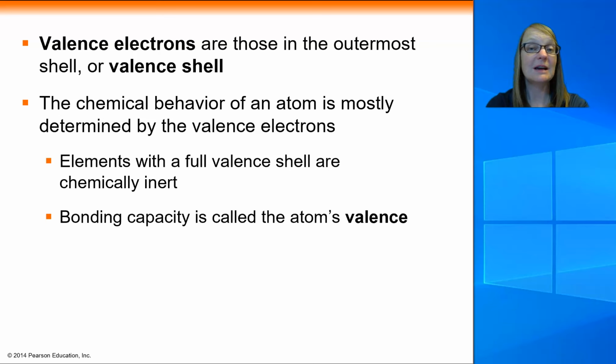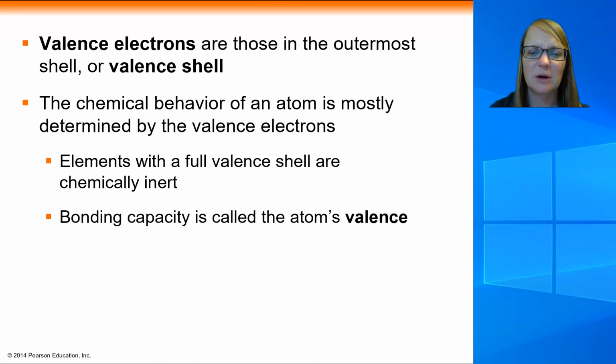Is it inert? Does it have a full valence shell and it does not want to interact with anybody else? Or does it not have a full valence shell and it wants to have a full valence shell, and so it will happily participate in chemical reactions to give, take, or share electrons? Anytime an atom gives, takes, or shares electrons with another atom, it creates a chemical bond. And so when we look at the bonding capacity of an atom, how many bonds can that atom form? What we're looking at is what we call the atom's valence, right? How many times can they share, take, or give electrons?